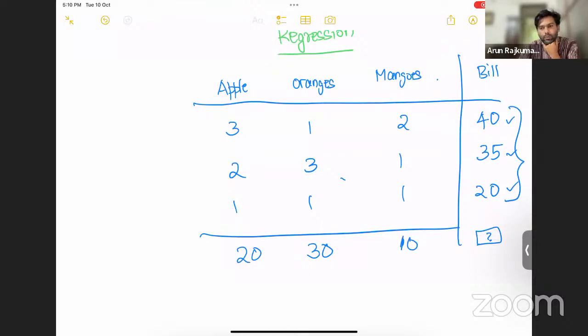What would you do? So can you guess the price of apple, oranges, and mangoes? Can anybody guess the price from these 3 days information?